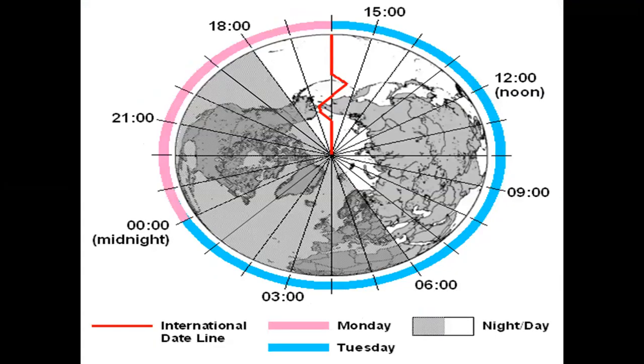Still more clear about this international date line on the globe. You can find this line zigzag. You can find this half part facing the sun, which indicates the daytime. This indicates the night. You can find the timings written over here. Here it shows Monday. You can see this pink figure, and the other part shows Tuesday.